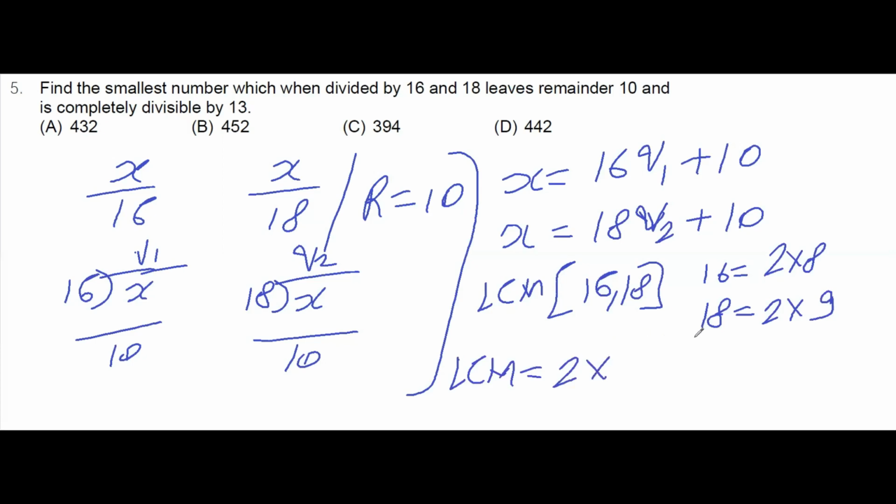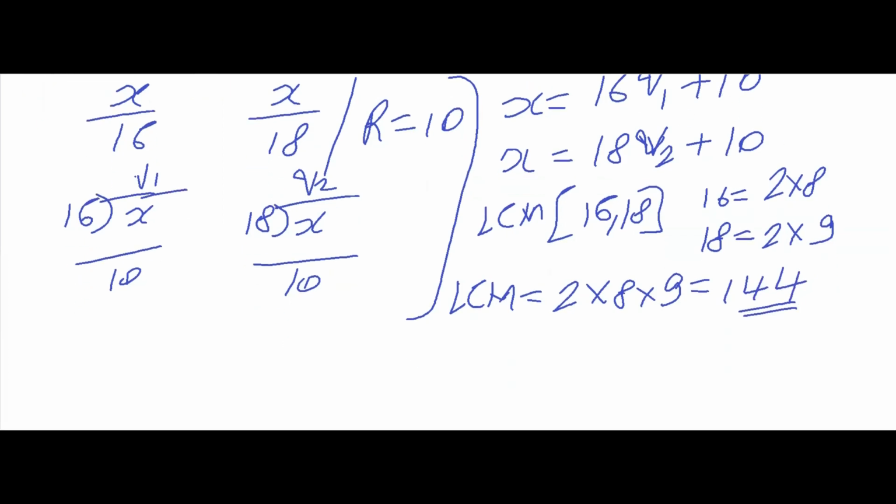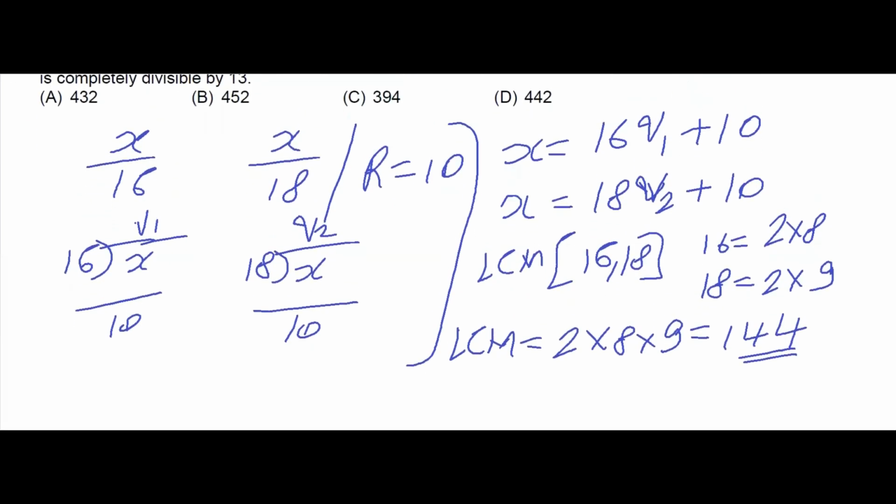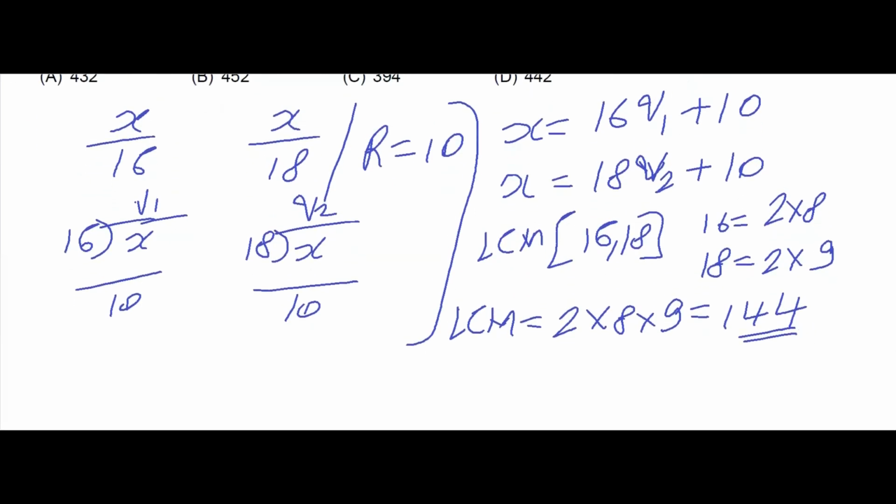2 into 8 into 9. So that comes out to be 144. 144 is the LCM of these two numbers. I have to add 10 also. Okay, because then only I will get remainder as 10. But then what it says it should be divisible by 13 also. Is this divisible by 13? No, it is not divisible by 13.